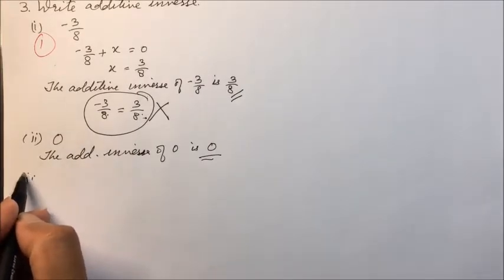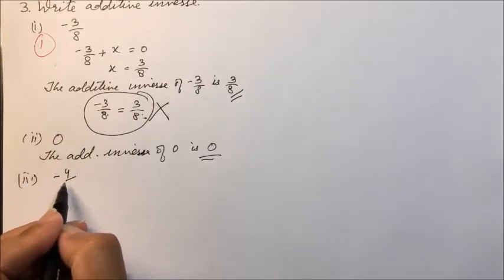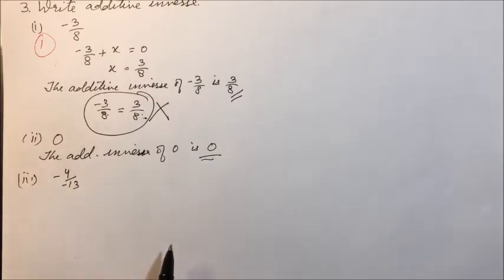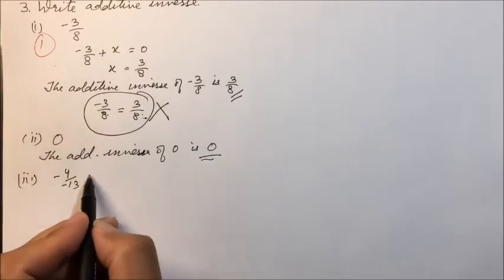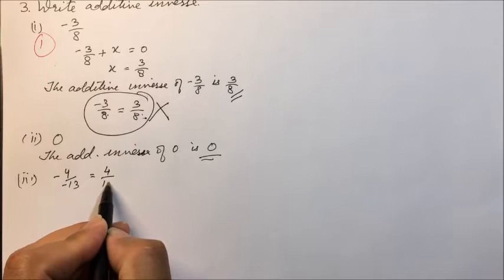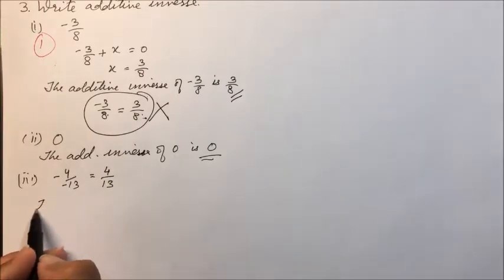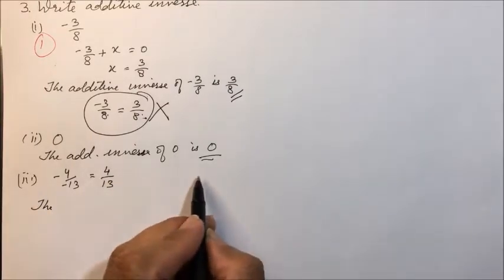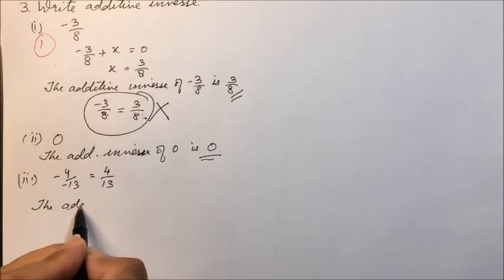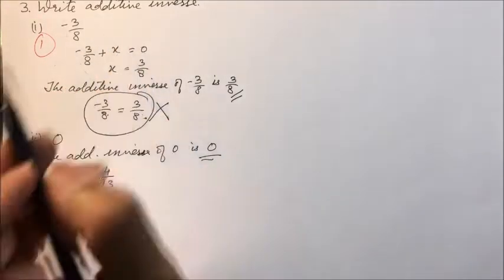Third, minus 4 upon minus 13. This number can be written as 4 upon 13. So its additive inverse will be minus 4 upon 13. The additive inverse you can solve using this formula.